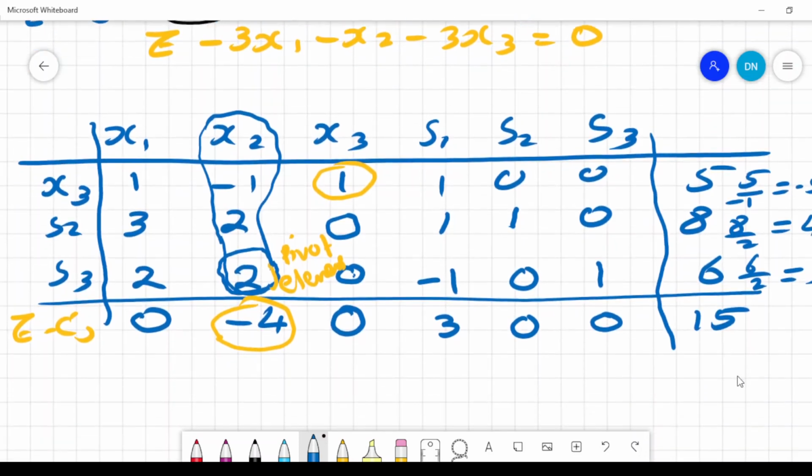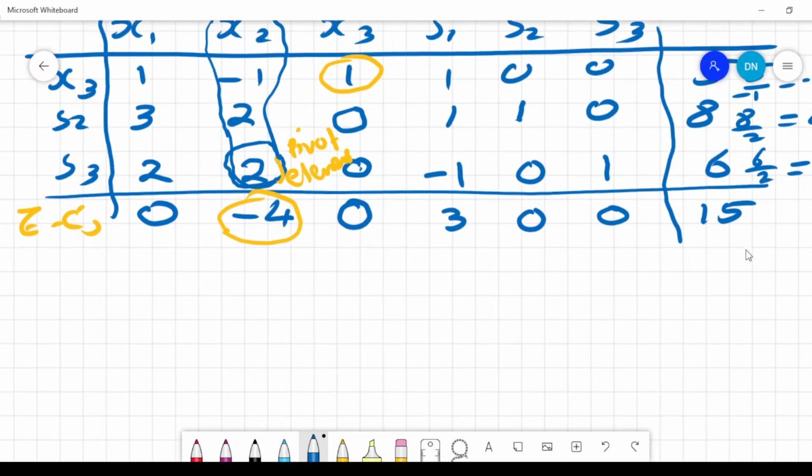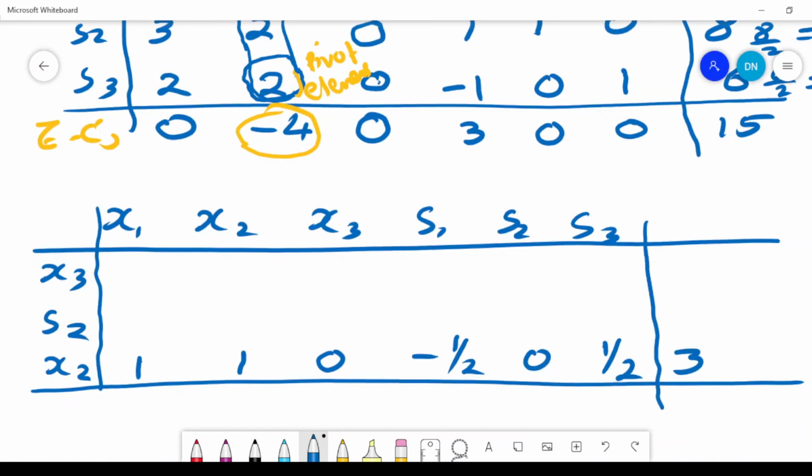And then I'm going to replace S3 with X2. What I have now is I've divided S3, which I have replaced with X2 because X2 is my pivot column. I have divided through by a half, and that is what I got. So every other element in this column should be 0. So I'll start off by making this 0.